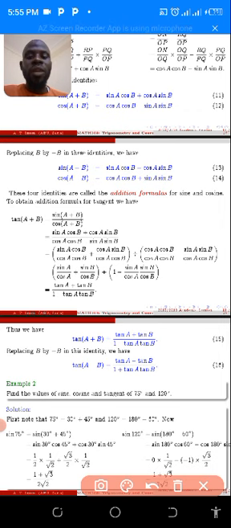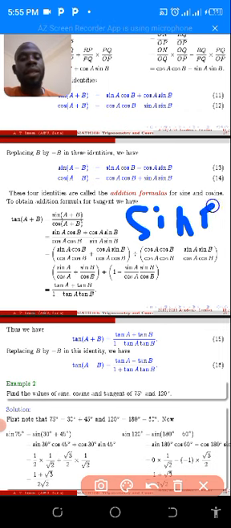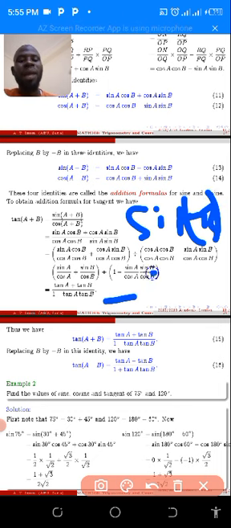Why do we have a minus here now in equation 13, whereas it is not in equation 11? The reason is that the sine function of B, sine B, because B is negative, so the sine of minus B is the same thing as minus sine B.